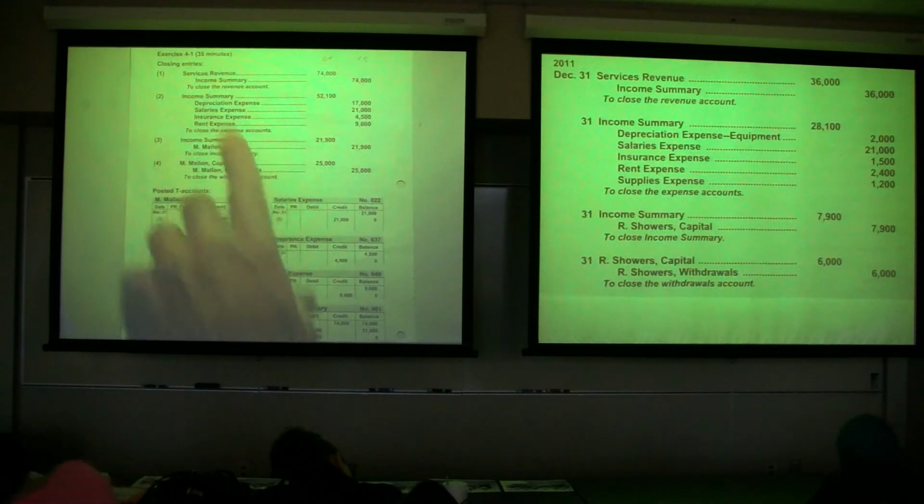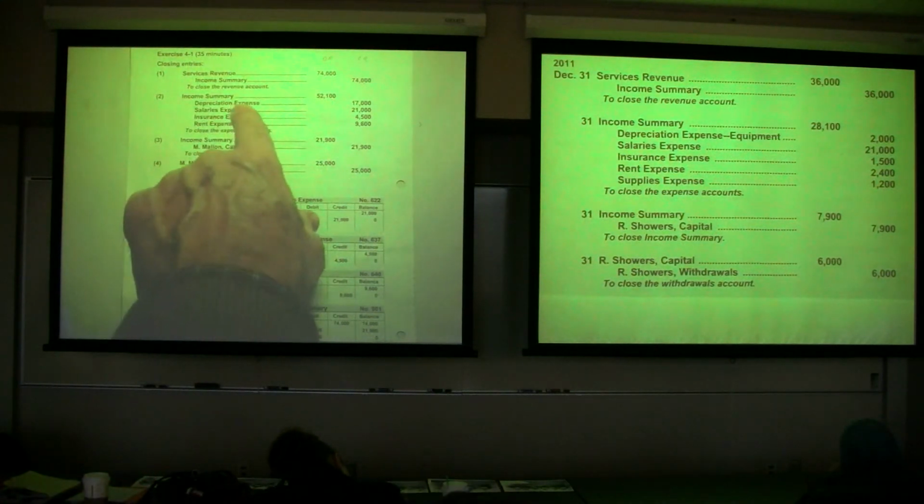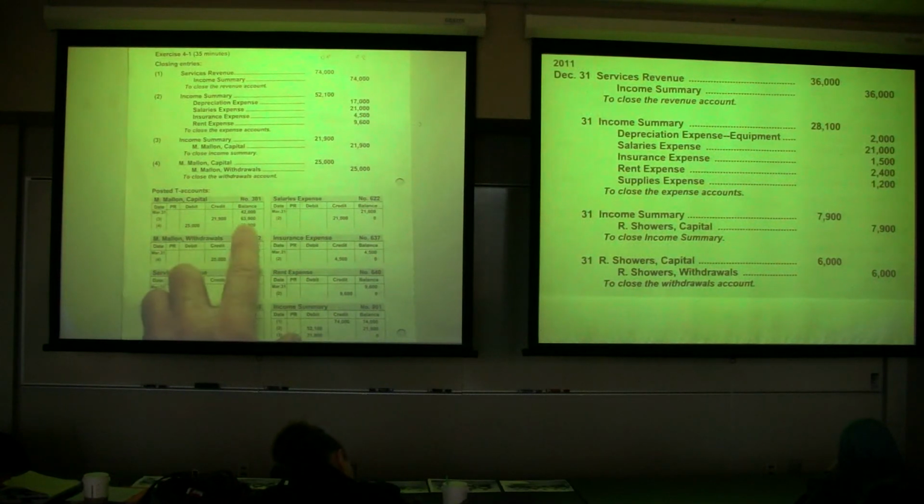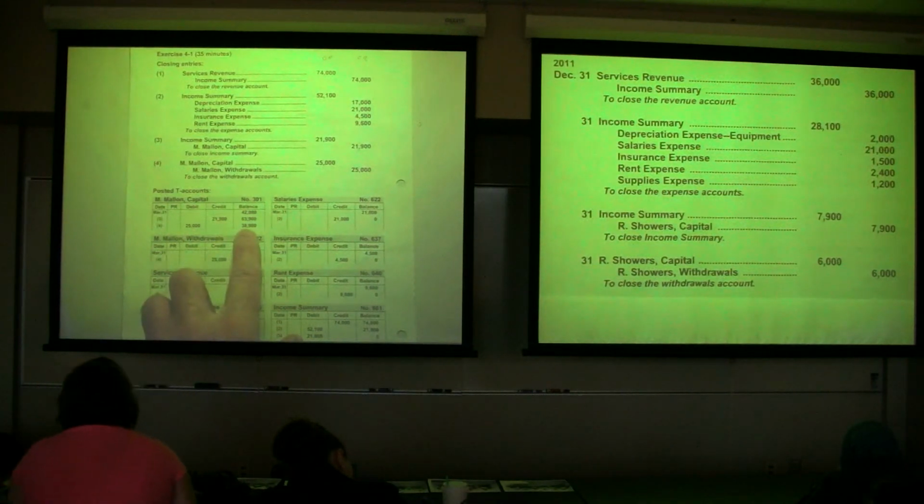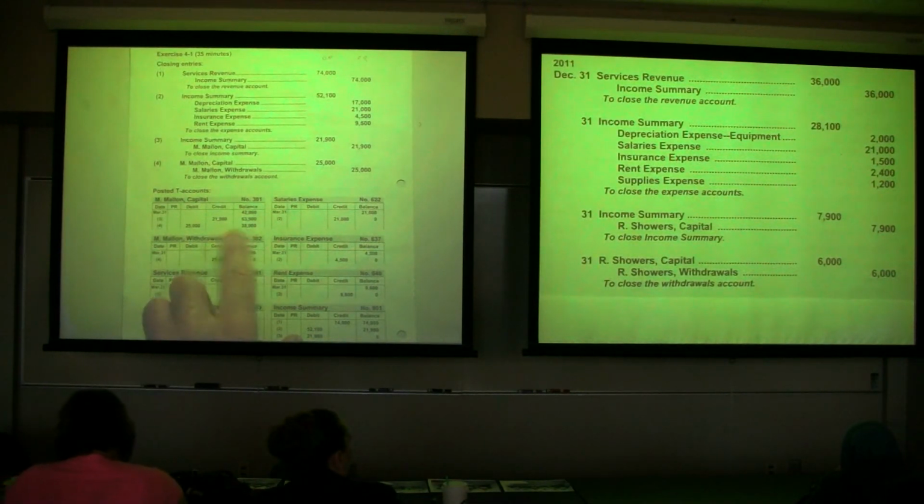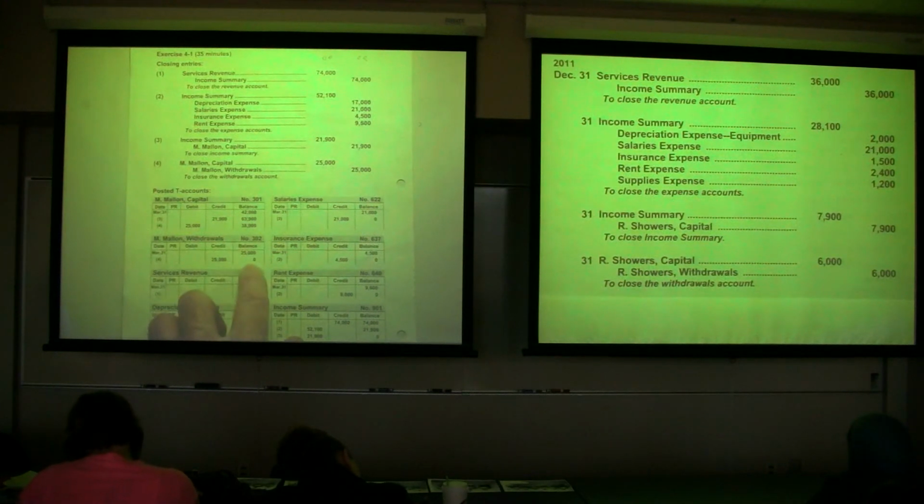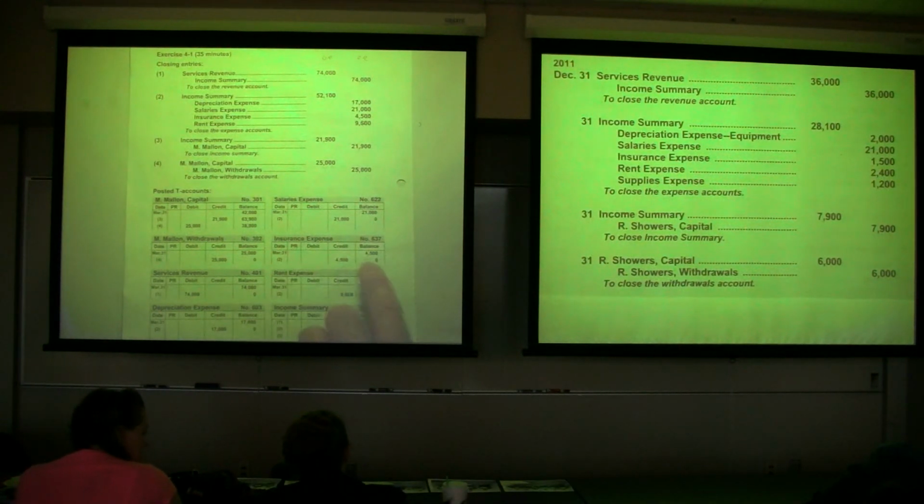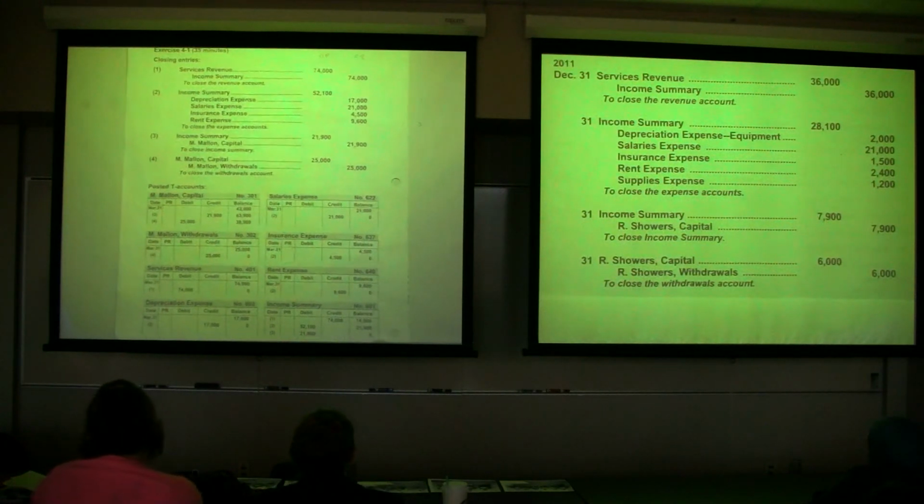Let me show you. Let's go back to 4.1. Now, when we post these closing entries to the ledger, notice what happens. The capital account now has been increased by the net income, decreased by the withdrawals. Here's the ending balance in your capital account. Withdrawals have been zeroed out. Service revenue has been zeroed out. Expenses have been zeroed out. This expense was zeroed out. Another expense zeroed, and your income summary has been returned to zero.